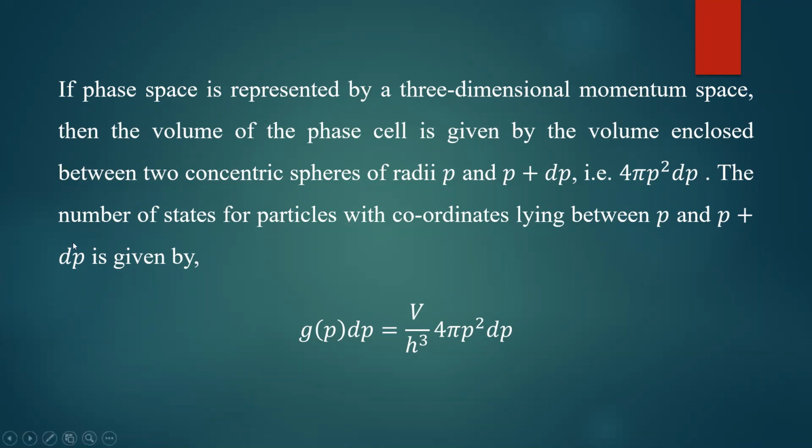That is equal to the volume of the phase space divided by the volume of each cell. So that is given by g(p) dp, which is equal to the total volume V divided by h cube, into the volume of a single phase cell. Okay, so the volume of the phase cell is 4 pi p square into dp, so you just have to multiply by this dp. That is how you can get the density of states in three-dimensional momentum space. Here h cube appears because it is a three-dimensional momentum space. That's why you will get V divided by h cube into 4 pi p square into dp. That is the density of states in momentum space.